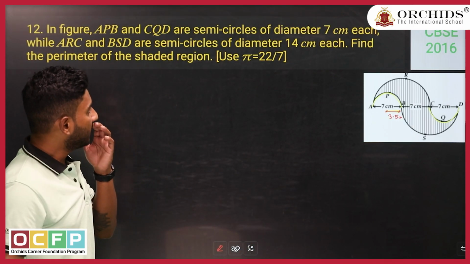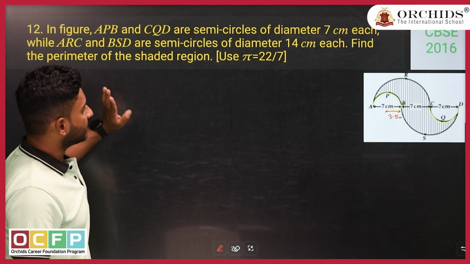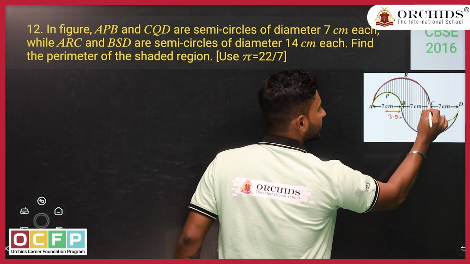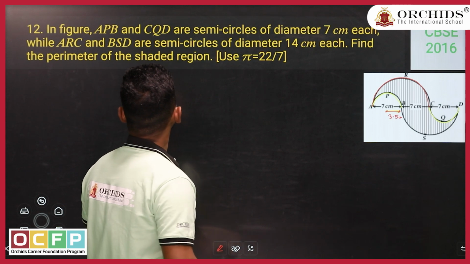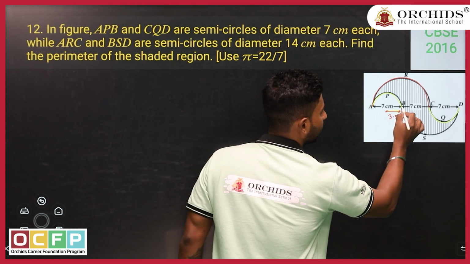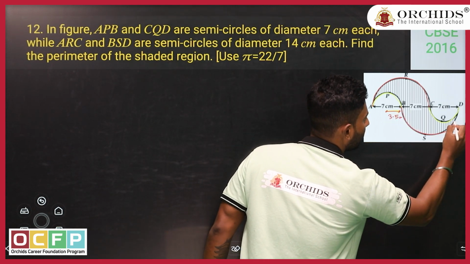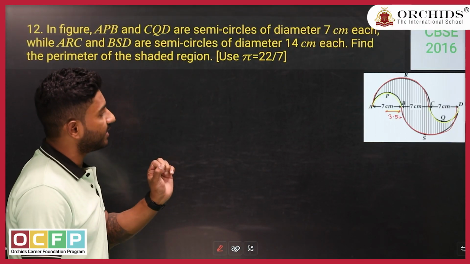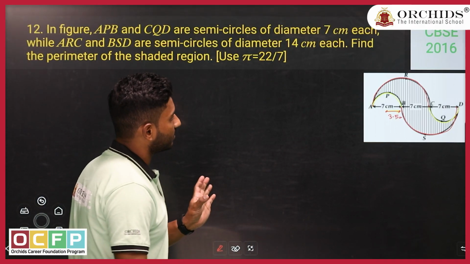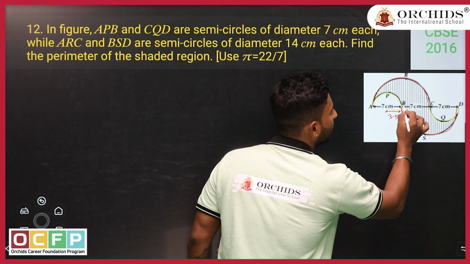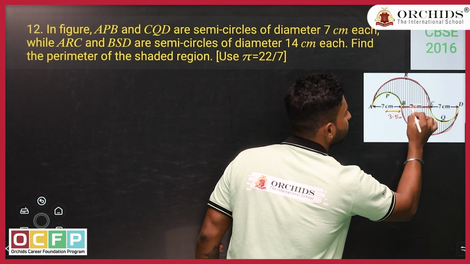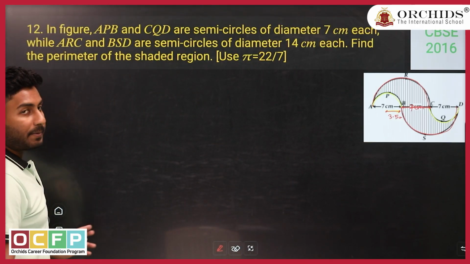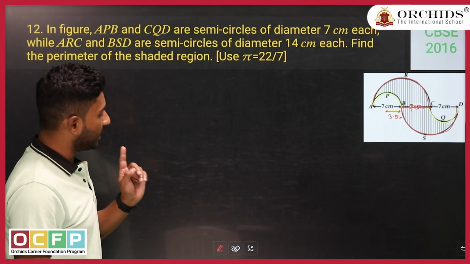Yes, fine. Then ARC, this is ARC. And BSD. These two are semicircles of diameter 14 centimeter. If diameter is 14 centimeter, obviously the radius is 7 centimeter here. Okay. Find out the perimeter of the shaded region.